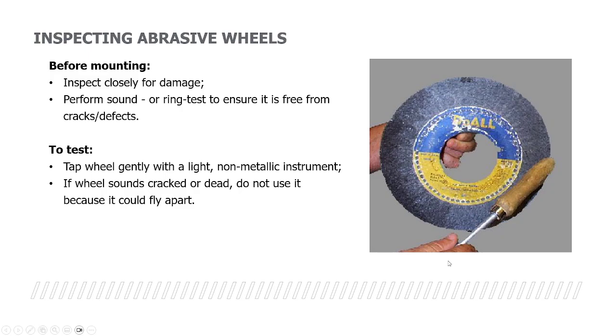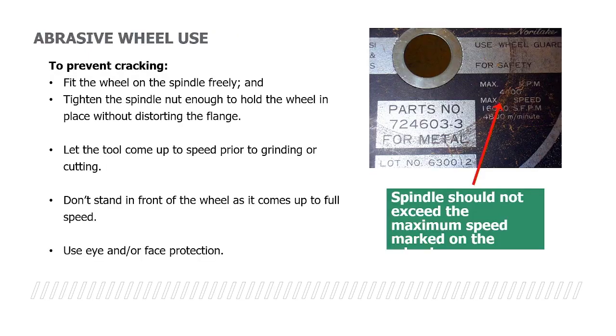Inspecting abrasive wheels. Before mounting, inspect closely for damage. Perform the sound or ring test to ensure it's free from cracks or defects. How to do the test: tap gently with a light non-metallic instrument. The example you see there looks like they're using a piece of wood. If the sound is cracked or dead, do not use it because it could fall apart. And that's something you've got to be very, very careful with.